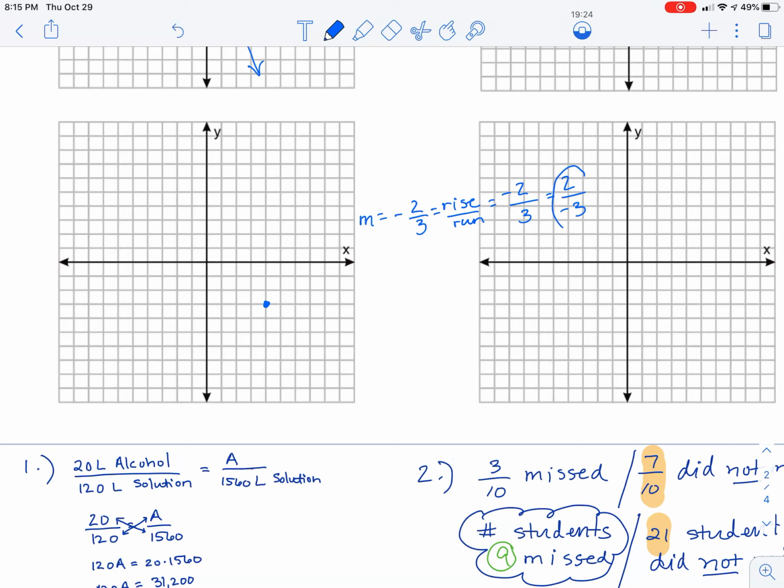I'll go ahead and rise. I'll choose this one. I'm going to rise 2, 1, 2, and over to the left, 3, I'm going to run. 1, 2, 3, right here, right? So we rise 2, and we run -3. And then I plot my point there, and I connect it as my line.